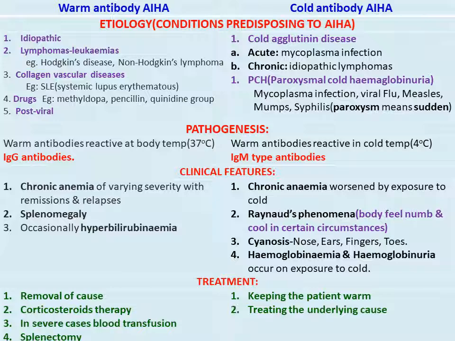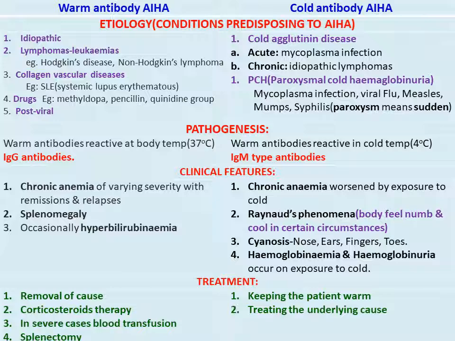Next, drugs causing hemolytic anemia, for example methyldopa, penicillin, and the quinidine group. Then post viral: after viral infection we can get warm antibody AIHA. So the causes are idiopathic, lymphomas and leukemias, collagen vascular diseases, drugs, and post viral. These are all the causes for warm antibody AIHA.